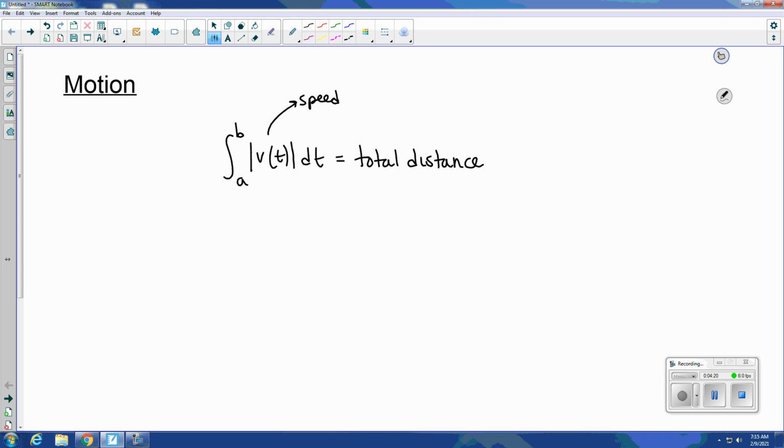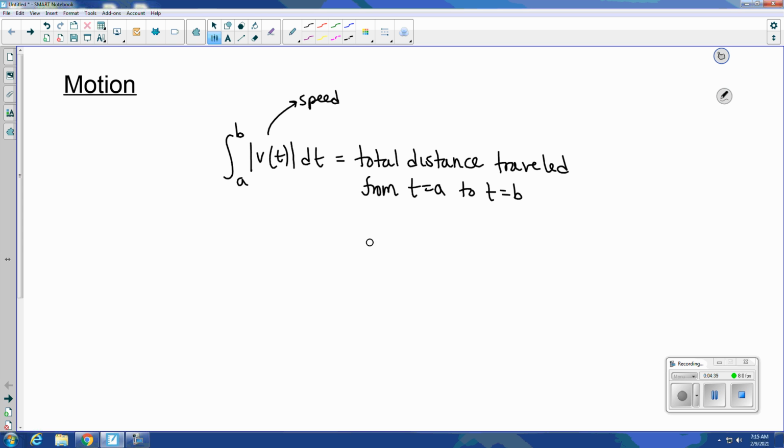Now it's important to note that it's the total distance traveled from time t equals a to time t equals b. So we want to specify the interval in which we are calculating the total distance we have traveled.